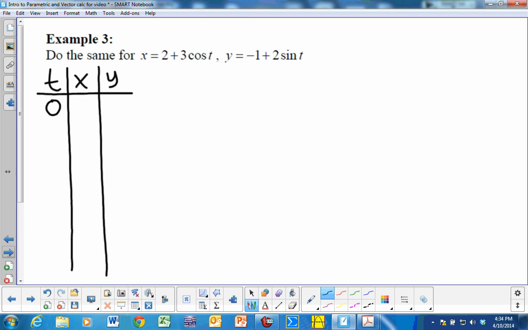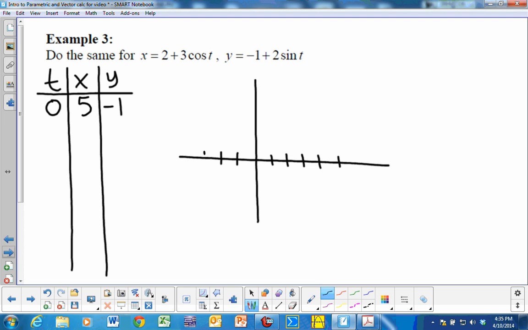And so then I'm going to plug 0 in. So if I plug 0 in for x, cosine of 0 is 1. So I get 2 plus 3, which is 5. And sine of 0 is 0. So I'll get negative 1. Now I'm going to go ahead and graph these as I get them this time. And you can go ahead and graph them also. So make it a fairly decent grid with somewhat even points there. So first thing I'm going to graph is 5, negative 1. And I'm going to put a point. And again, I don't really know if that's for sure the starting point, but that's where I've started.